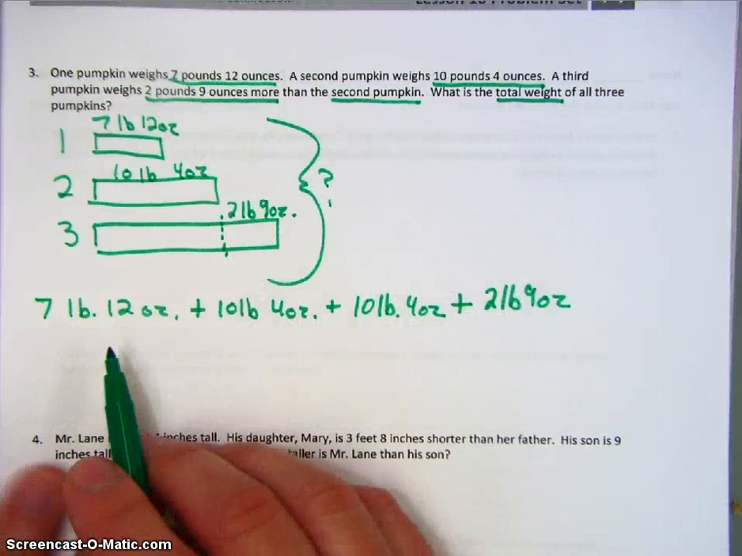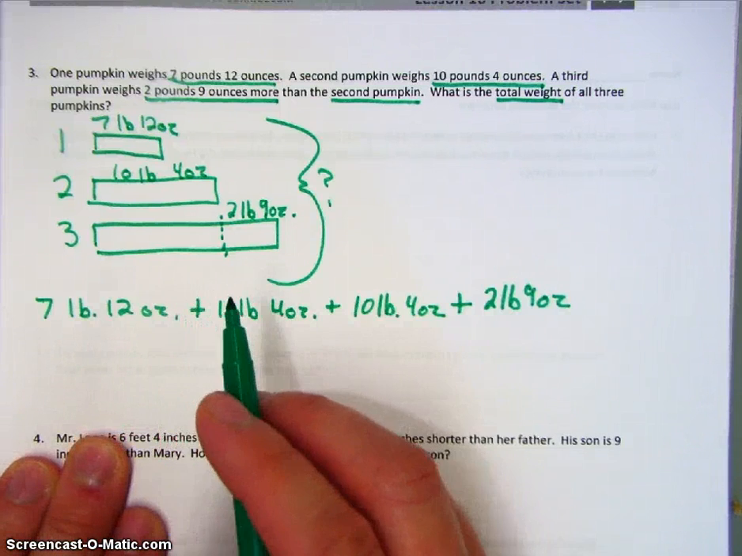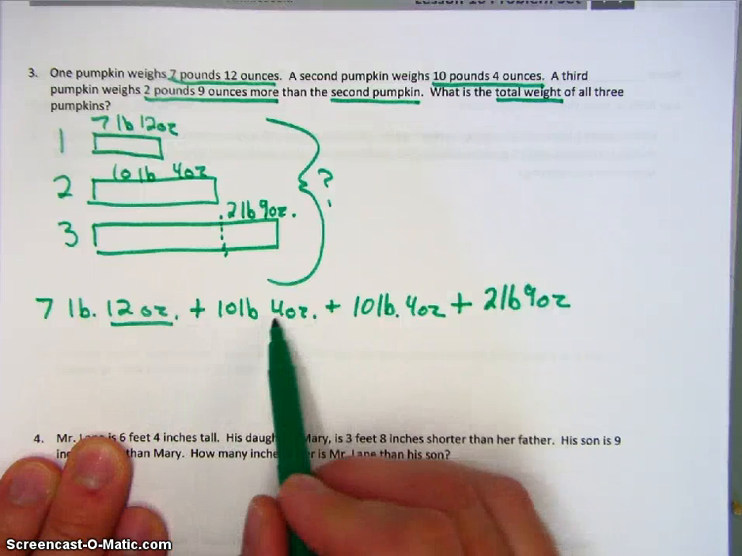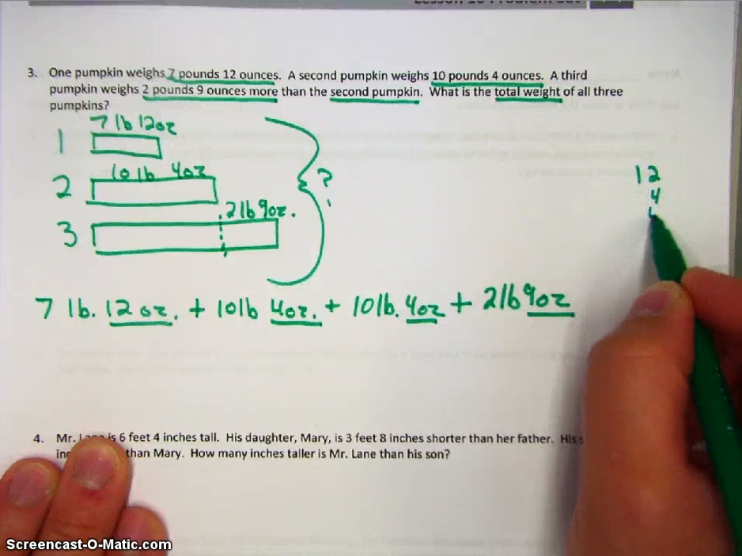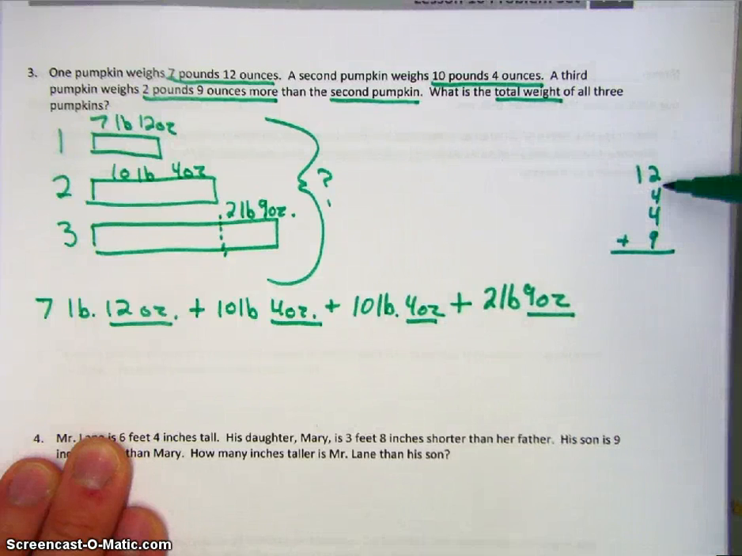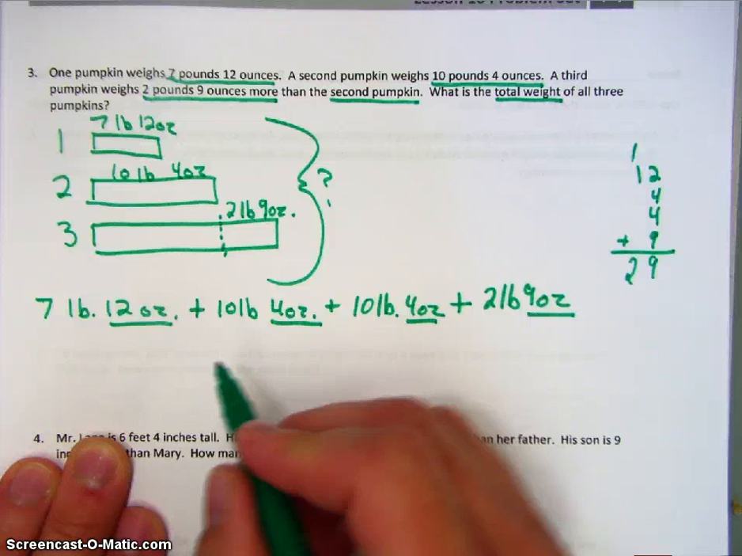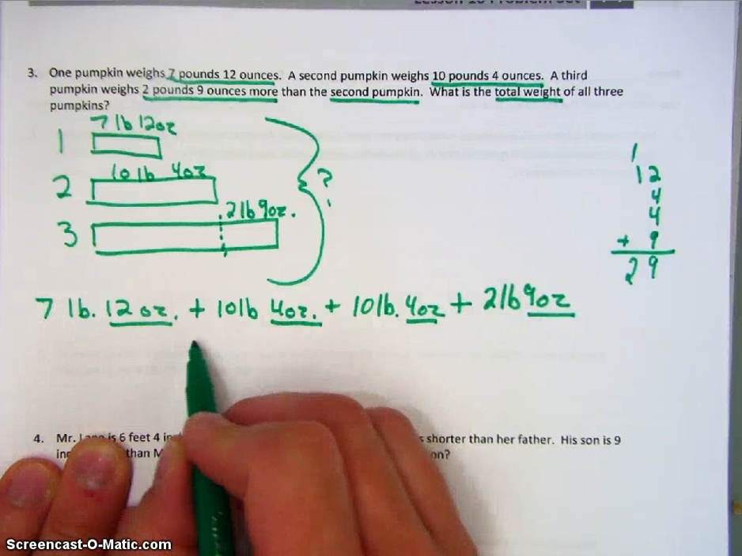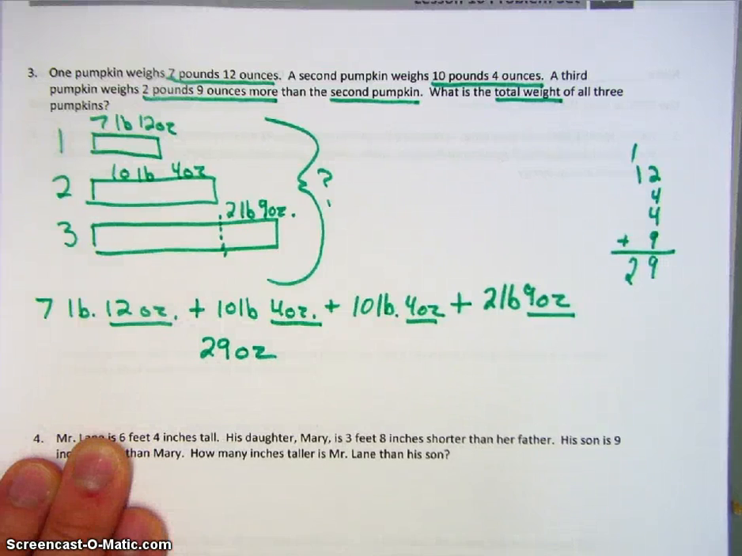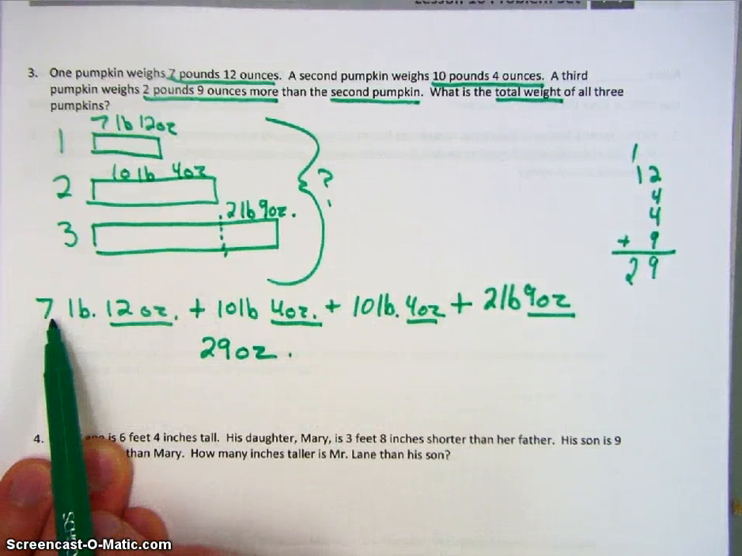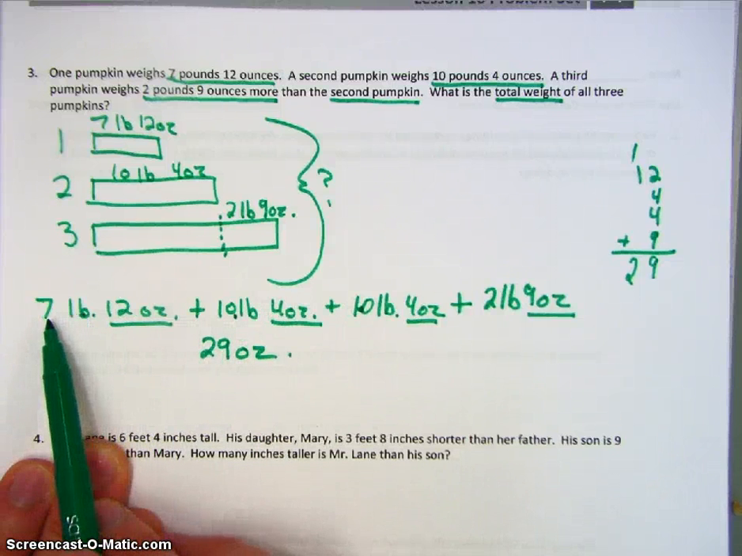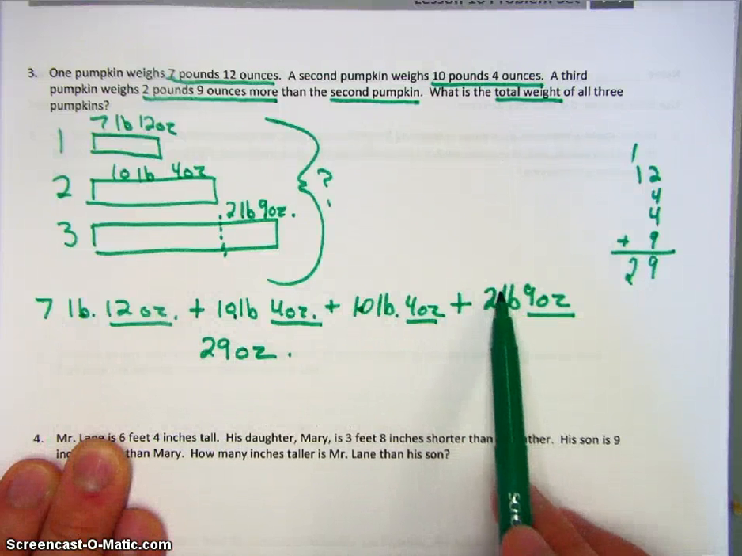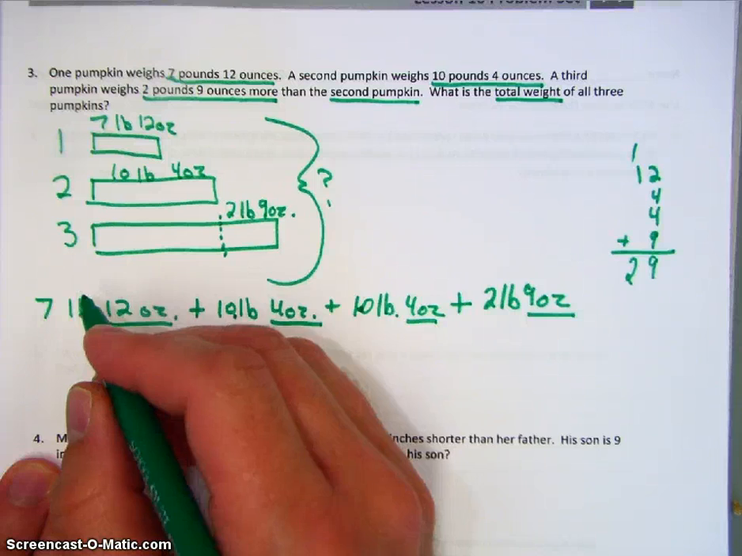Okay, so now we can go through and start adding up our like units. For ounces, we have 12 ounces, 4 ounces, 4 ounces, and 9 ounces. So if we add those up, we see that we have 29 ounces. Now if we add up pounds, I see that I have 10, and 10 is 20. 20 plus 7 is 27, plus 2 more is 29. So we actually have 29 pounds, 29 ounces.